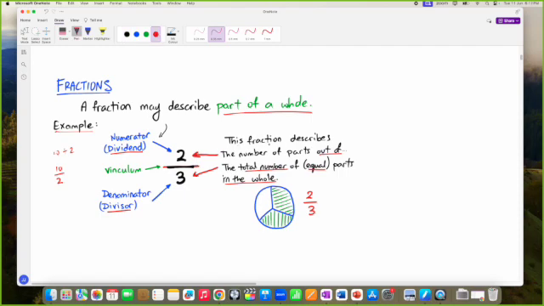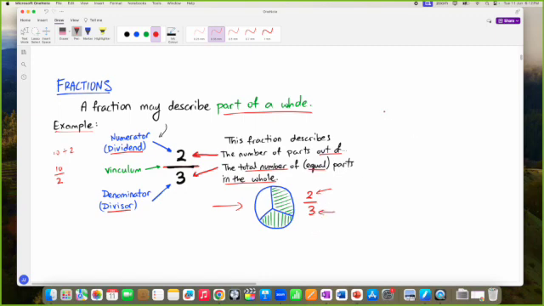You can see this fraction describes the top number as the number of parts out of the bottom number, which is the whole, the total number of equal parts in the whole. It all sounds very complicated. It's not. This is the whole. You can see the whole is made of 3 parts. Out of the 3 parts, I have 2 shaded. 2 out of 3.